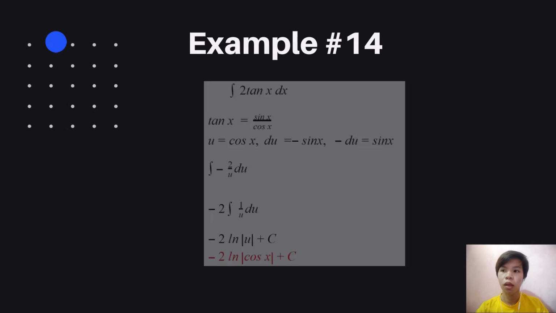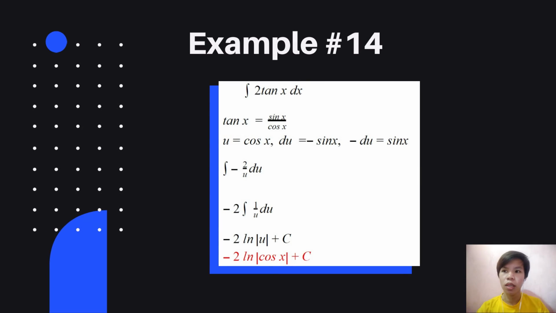Number 14. The integral of 2 tangent x times dx. Since tangent x is equal to sine x over cosine x, we can substitute it to the tangent x. The integral of 2 times sine x over cosine x times dx. And we can let u equals cosine x and du is equal to negative sine x. So negative du equals sine x.